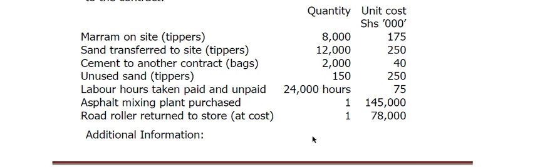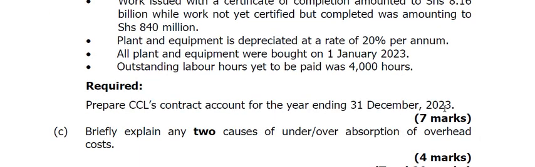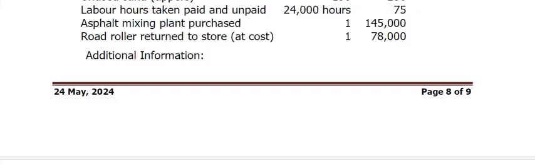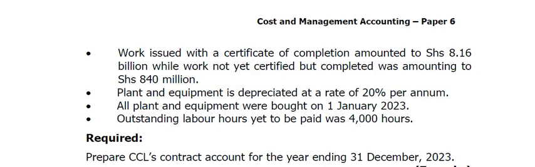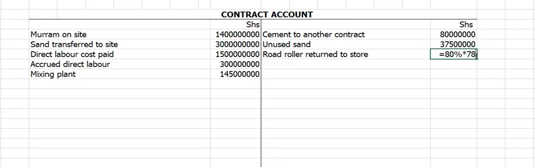But remember, these plants and machineries are depreciated at a rate of 20%, and they have told us that all plant and equipment were bought on 1st January 2023. So we have to get the value of this road roller that was returned as at the end of the year. Depreciation is 20%, meaning that I can simply get 80%, that is excluding the amount that has been depreciated. So that is 80% of the cost of the road roller, which is 78 millions. So I'll just get 80% of 78 millions.